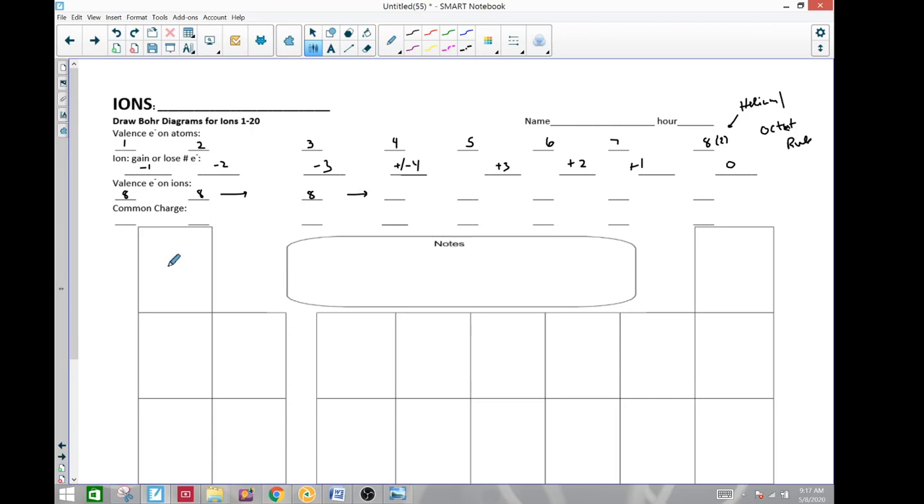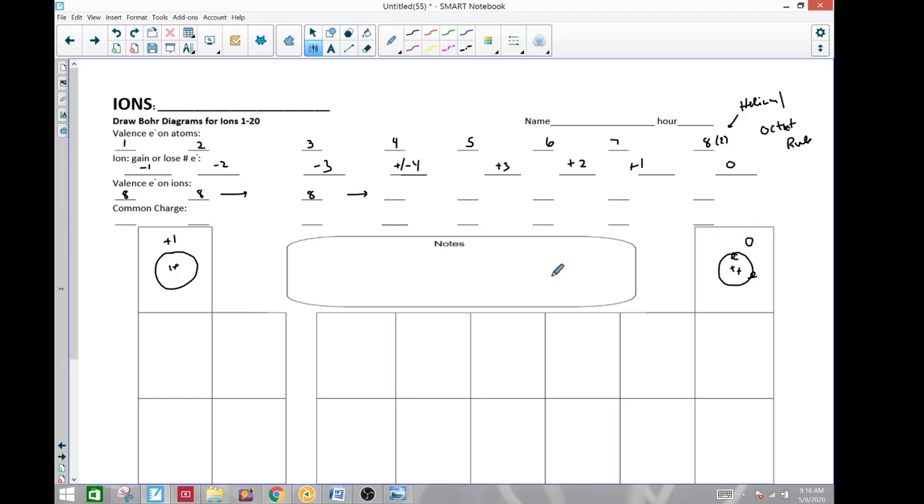Okay, so let's look at this one here for, let's say, hydrogen. Hydrogen's got 1 proton, and it's got 1 electron, which is empty. So it's got a positive 1 charge, 1 proton, no electrons. This one here has got 2 protons, and it's got 2 electrons because it didn't gain or lose anything. It's got a full shell, so its charge is 0.